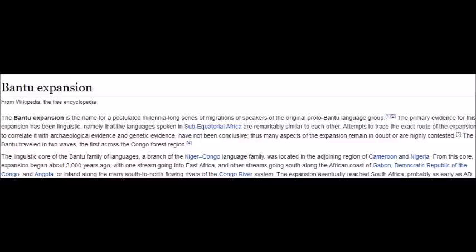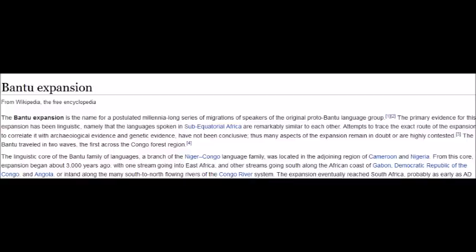From this core, expansion began about 3,000 years ago, with one stream going into East Africa and other streams going south along the African coast of Gabon, Democratic Republic of the Congo, and Angola, or inland along the many south to north flowing rivers of the Congo River system. The expansion eventually reached South Africa, probably as early as AD. Okay. It didn't say when in AD, but okay, we'll roll with that. On to the next segment.